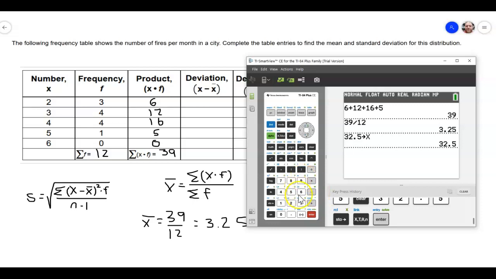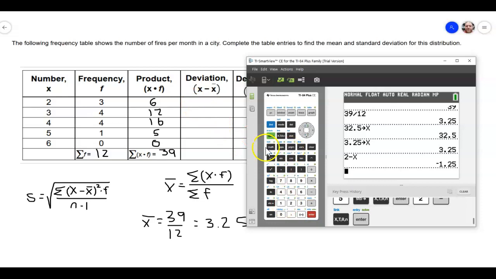So now, 3.25, store as x. So now I can just do 2 minus x. I don't have to put the 3.25 each time because I'm going to do this a bunch of times. So 2 minus x, which is the 3.25, so that's negative. I'm going to go ahead and do all of this. So 3 minus x, 4 minus x, 5 minus x, and 6 minus x. You can put 3.25 if you want in there.